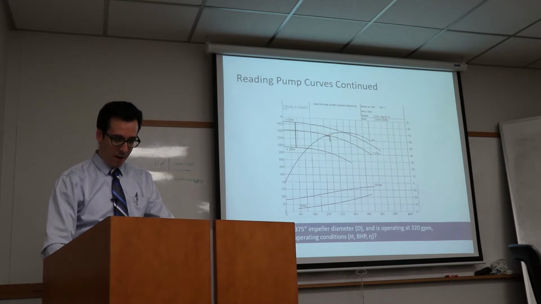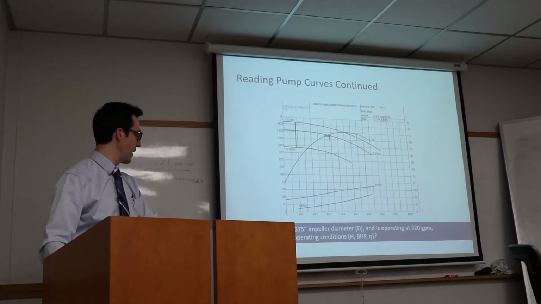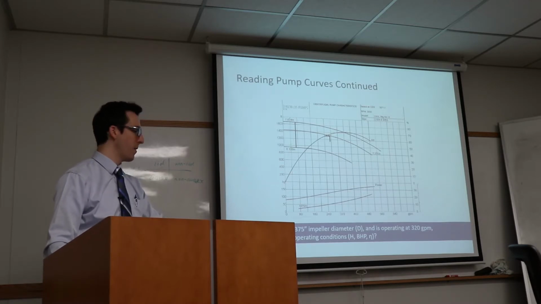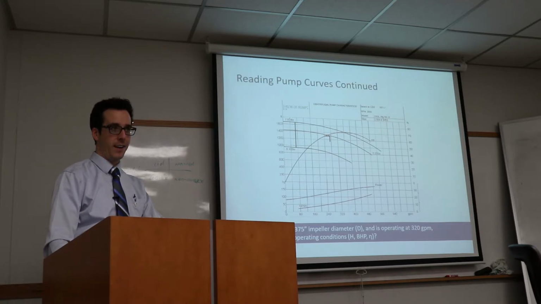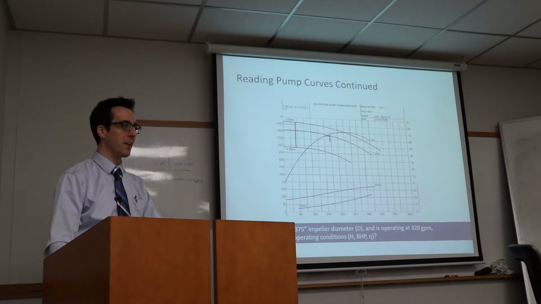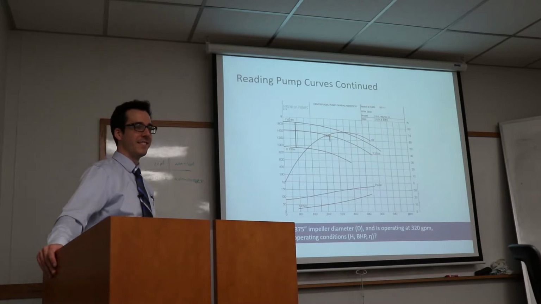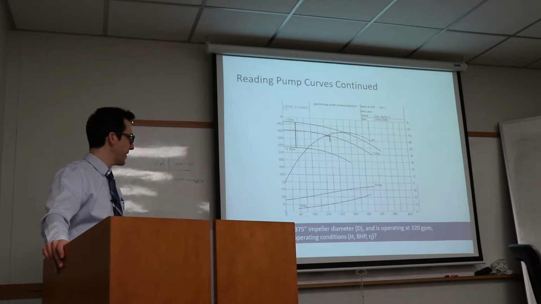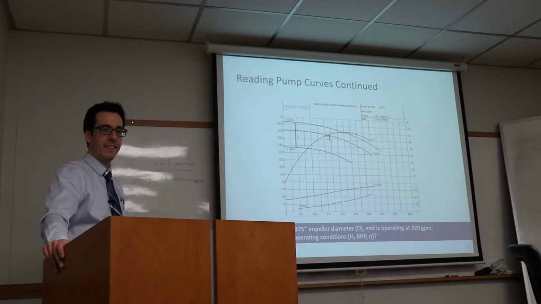Okay, so let's do this once more. We have a pump with a 7 3/8 inch impeller operating at 320 GPM. What are the other operating conditions? So I want a volunteer to come up and walk us through this pump curve for these points. I'll give you a minute to think about it. It's like we did the other one. We start with the flow and we read up and find the head.